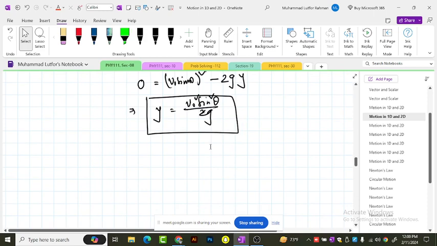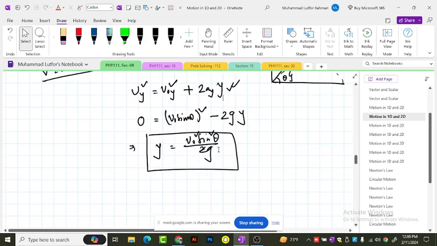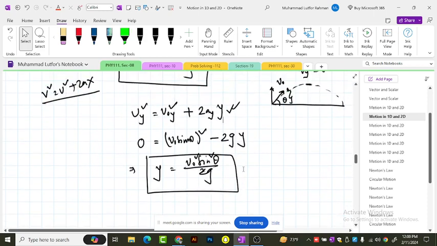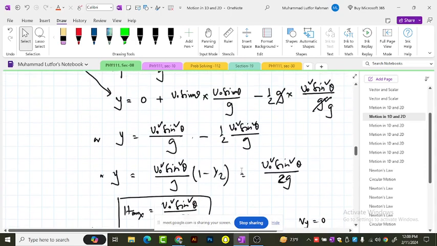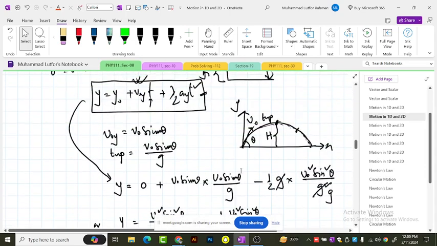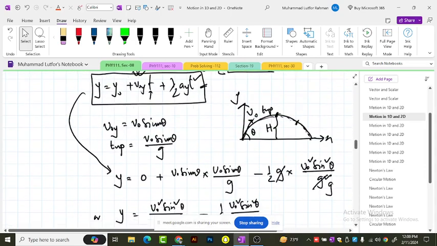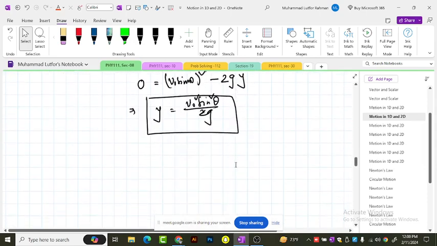I'm trying to show you that you don't have to memorize those equations. If you use just one equation, you can find those unknown parameters. All right, let's move forward.